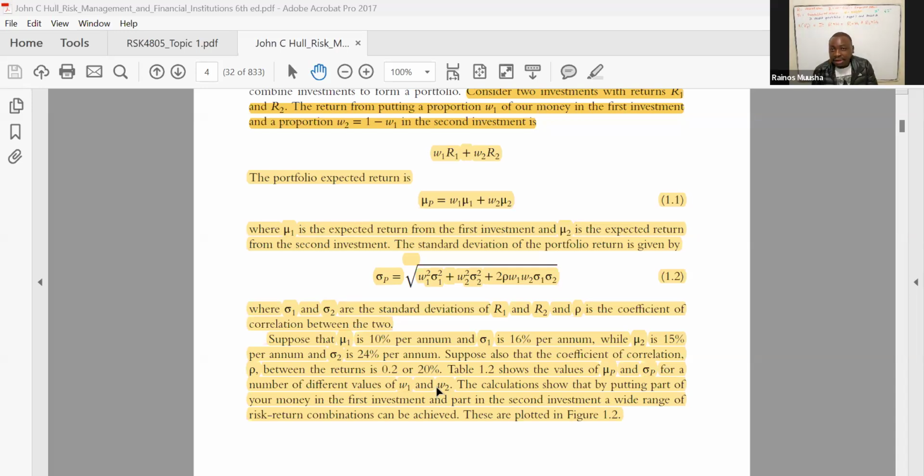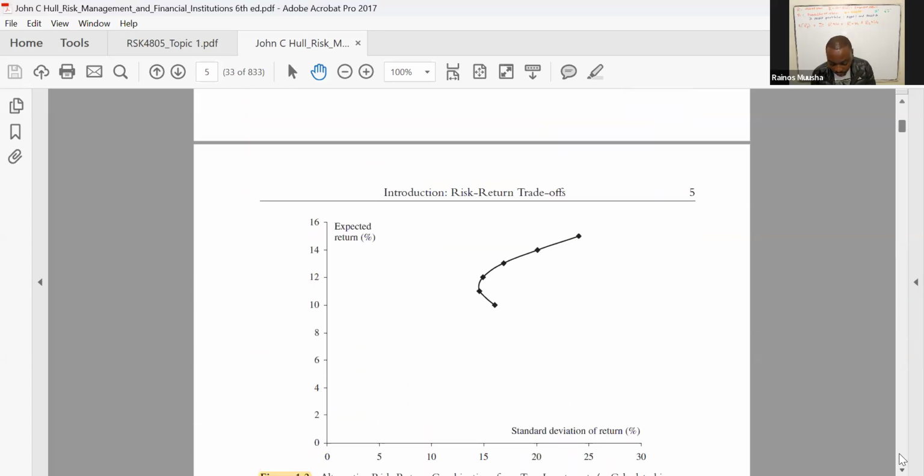Please note, just like what I said when it comes to probabilities, the weights should always add up to 1 if they're given in decimals. If the weights are given in percentages, they should always add up to 100%. So in this case, they say the calculations show that by putting part of your money in the first investment and part in the second investment, a wide range of risk-return combinations can be achieved, and these are plotted in figure 1.2, which we're going to analyze later on as well.